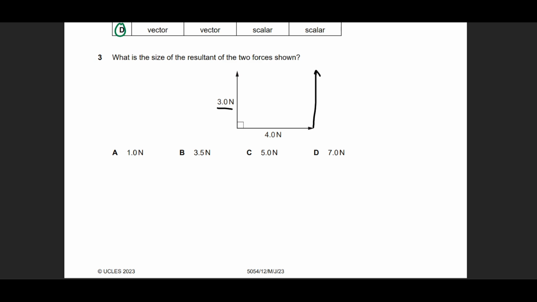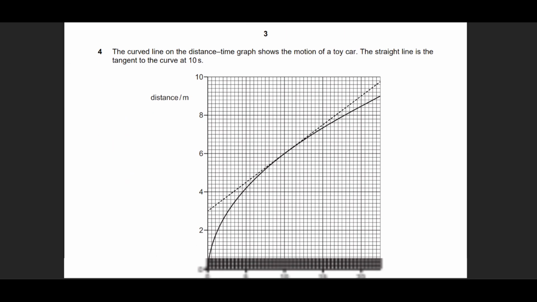Then you can very clearly see that this is going to be solved very easily by using the Pythagoras theorem. So this is 4, this is 3 newtons as it is. This is your resultant. We can calculate the square root of 3 squared plus 4 squared. So the resultant of this question is going to come out as 5 newtons. Make sure that you solve this correctly on the calculators.